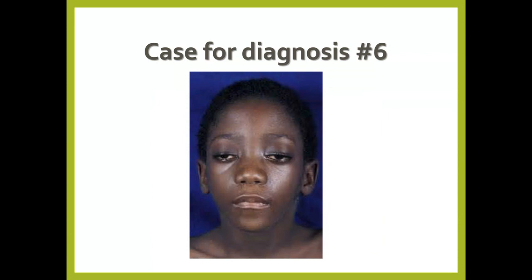Okay, I'm seeing a photo of what seems to be a young female. Looking at her face, I'm seeing that there's significant drooping of the eyelids bilaterally. What's that? Is that ptosis? Yes, that's called ptosis. Very good. And what else am I seeing?